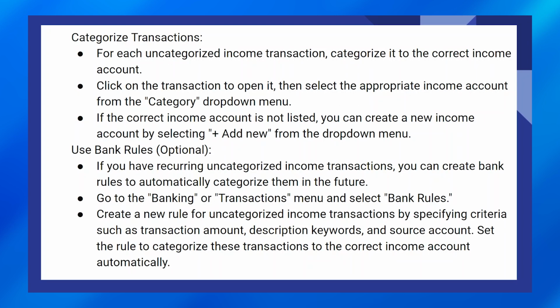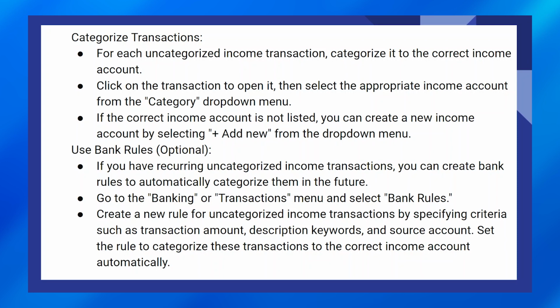For each uncategorized income transaction, categorize it to the correct income account. Click on the transaction to open it, then select the appropriate income account from the category drop-down menu. If the correct income account is not listed, you can create a new income account by selecting the plus Add New from the drop-down menu.